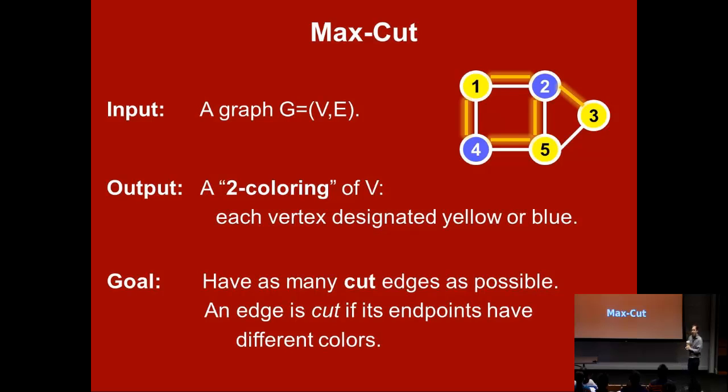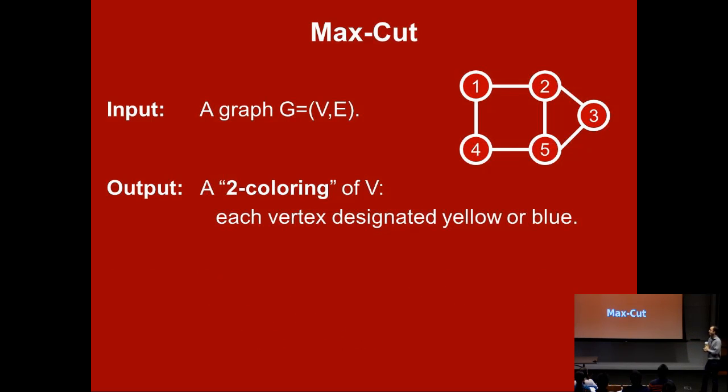Okay, so what is the max cut algorithmic problem? It's about graphs. The input is a graph. Good. And maybe this graph. And the output is a 2-coloring of V. What does that mean? It's just that your algorithm has to give a color to each vertex, either, let's say, yellow or blue. Okay, so you just output like maybe 1 is yellow, 2 is blue, 3 is yellow, etc.